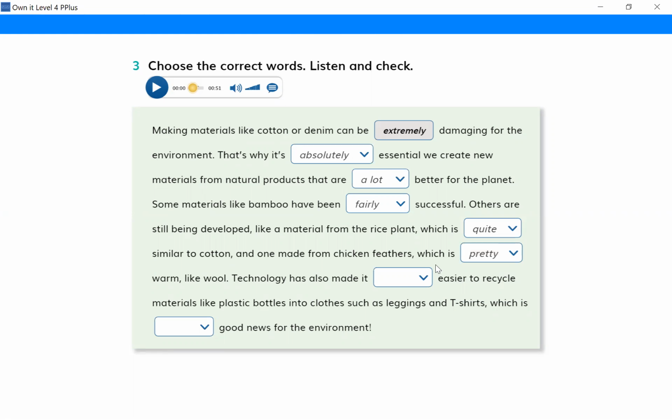Okay, of course, pretty, because if we are to use a bit, we need to continue with a comparative adjective, but warm is not a comparative adjective. Be careful. Technology has also made it what? Really easier or far easier? And what I want to draw your attention to is that easier is a comparative adjective.